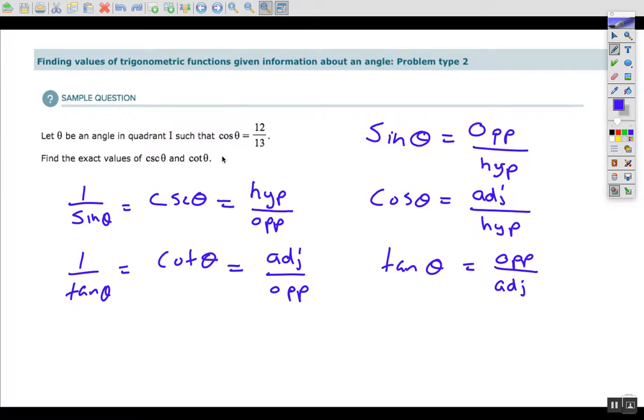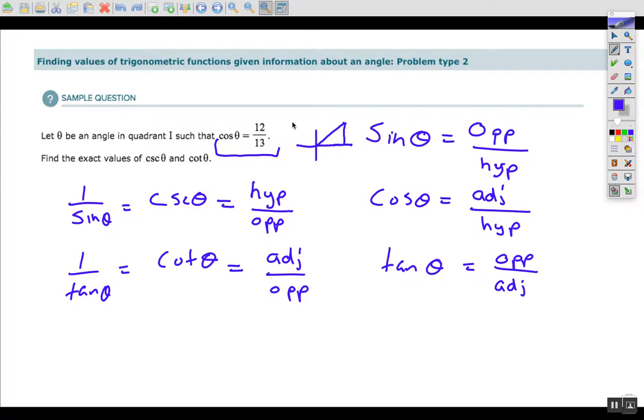Okay, so if we want to solve for cosecant of theta and cotangent of theta, this is the information that they gave us: cosine of theta is equal to 12 over 13. I'm just going to pull a triangle out here. Cosine of theta is in our first quadrant, so that means we're dealing with this quadrant here. And they specify the quadrant because different trig functions are positive or negative depending on which quadrant they fall in. So in quadrant 1, everything is positive.